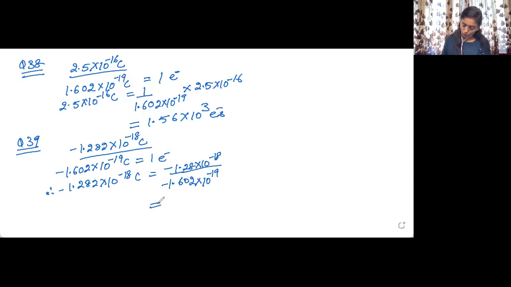So it will be equal to 1.282 divided by 1.602. It is coming out to be equal to 0.799, or we can take 0.8 multiplied by 10 raised to the power. Here it will be 10 raised to the power 1, because 19, when it goes in the numerator, will become plus 19. So it will be equal to 8. So 8 electrons will be present on the oil droplet, which are producing this much charge. Right? Hope this is clear to you. Let us now move into question number 40.